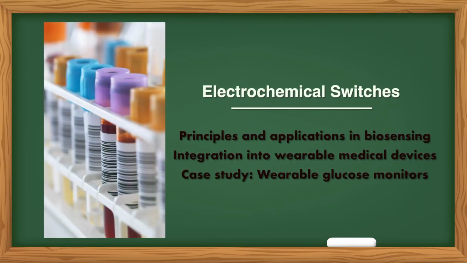Poly(N-isopropylacrylamide), or PNIPAM. This type exhibits a lower critical solution temperature around body temperature, making it a suitable candidate for thermally triggered drug release systems. Fourth type is electrochemical molecular switches. Electrochemical molecular switches are responsive to changes in electric potential or current. Redox active molecules are commonly used in this type of molecular switch.